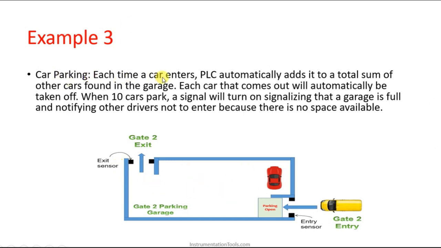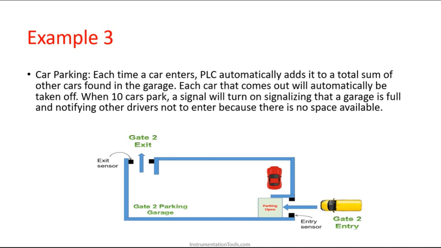So car parking, each time a car enters, PLC automatically adds it to the total sum of the total cars found in the garage. Each car that comes out will automatically be taken off. Comes out in the sense, when it exits, automatically one value goes off. When 10 cars park, a signal will turn on signalizing that the garage is full and notifying other drivers not to enter because there is no space available. This is the perfect example for counter, right?